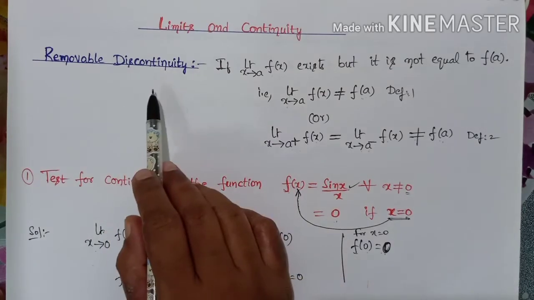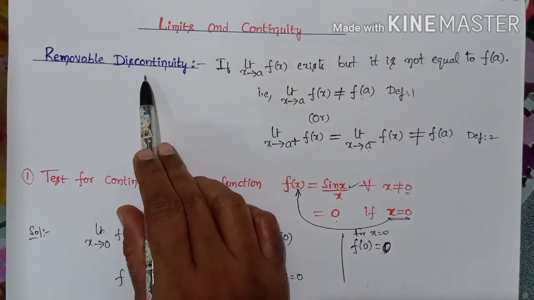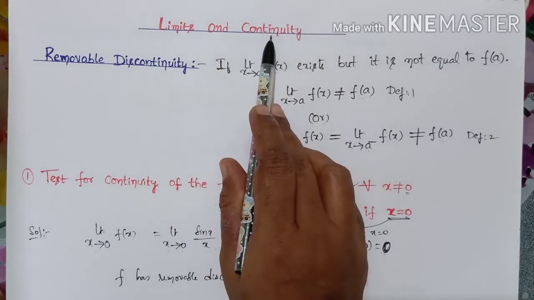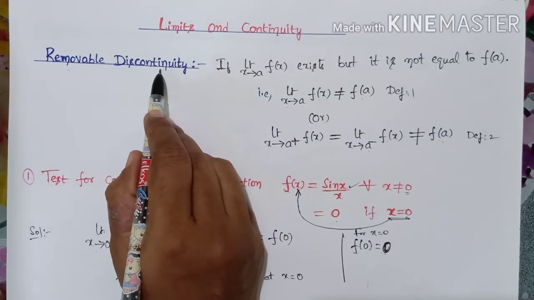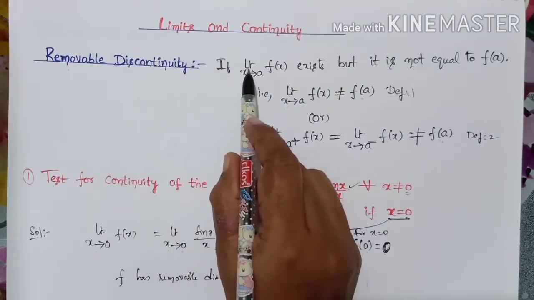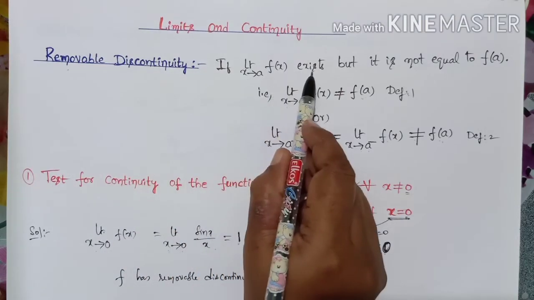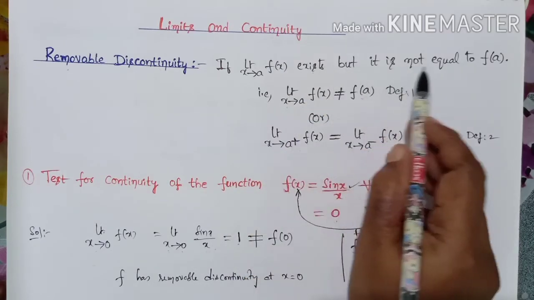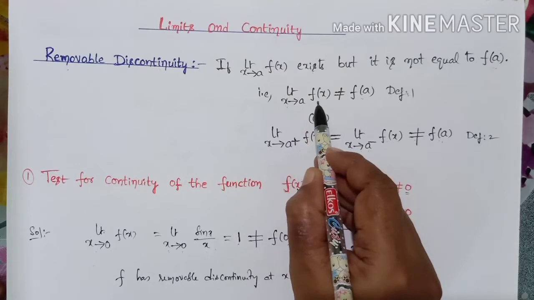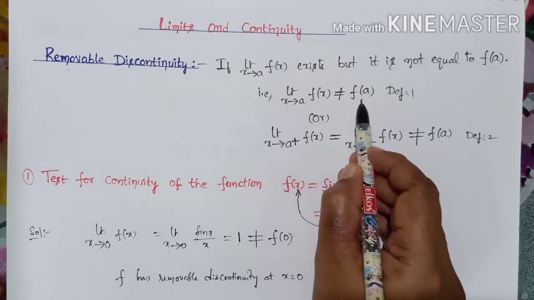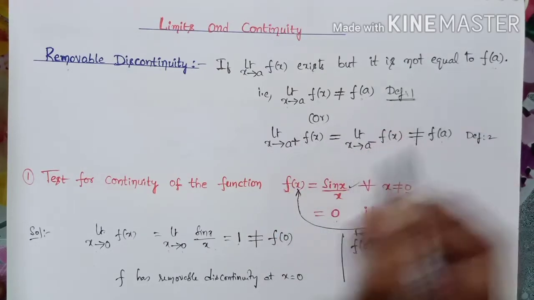Today I am going to discuss some types of discontinuity in the limits and continuity chapter. First we will see the first type, removable discontinuity. That is, if the limit as x tends to a of f(x) exists but it is not equal to f(a). That means the limit as x tends to a of f(x) is not equal to f(a). We call this definition 1.